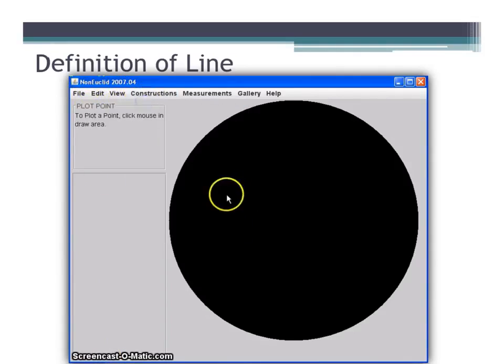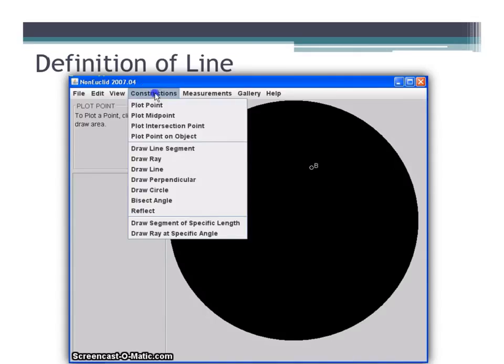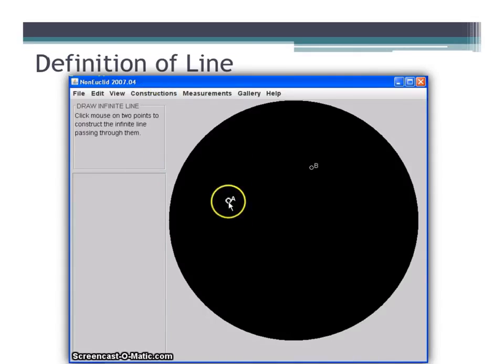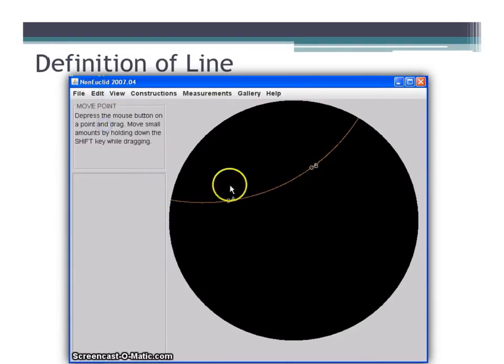Let's start by plotting 2 points to draw our line, and draw the line through these 2 points A and B. And let's move the points, and notice no matter where we move points A and B, the line is always perpendicular to the circumference of the Poincare disk. Also notice that this line will become straight in a Euclidean sense when this line passes through the center of the Poincare disk.